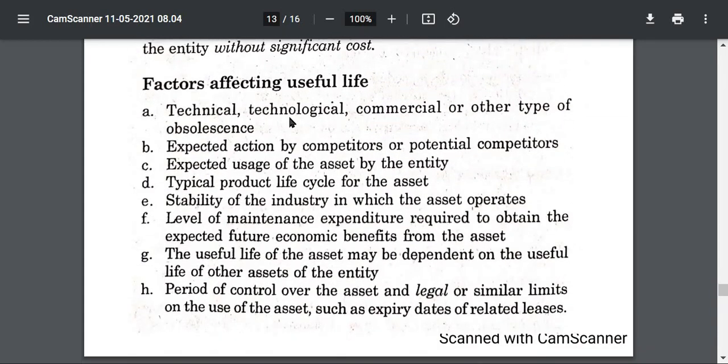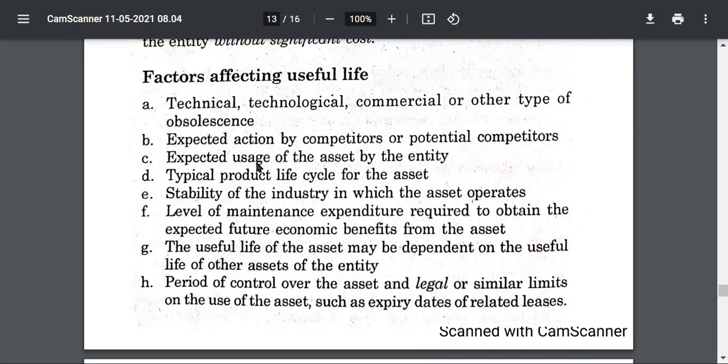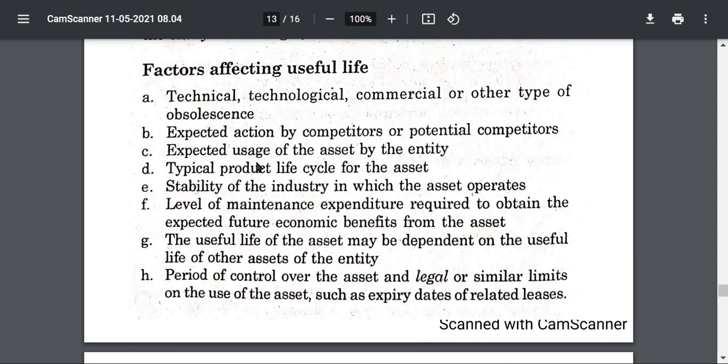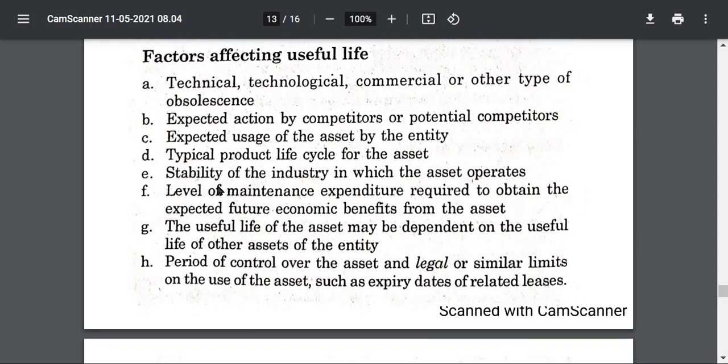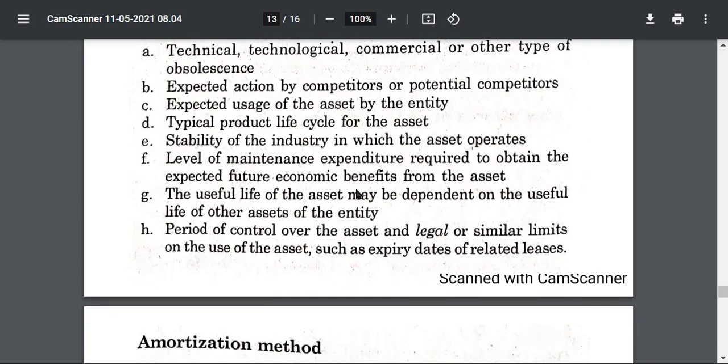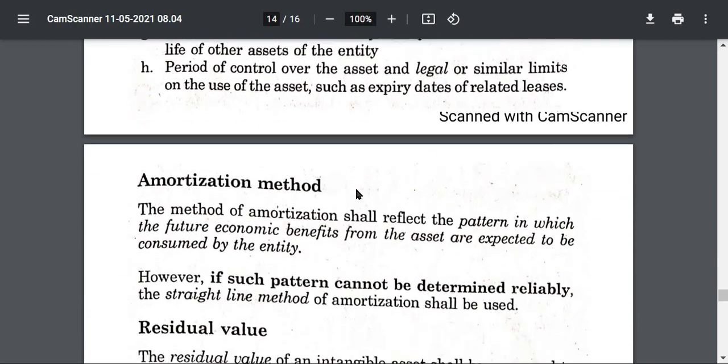So we have here the factors affecting useful life. The technical, technological, commercial, or other types of obsolescence, expected action by competitors, market-based naman to na factors ng useful life, expected usage, typical product life cycle for the asset, ayan, and so on.